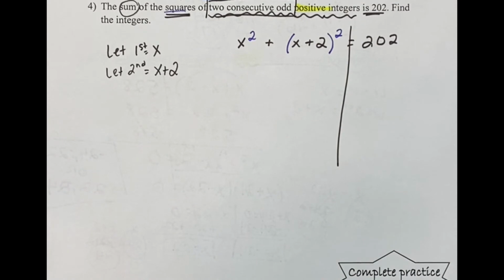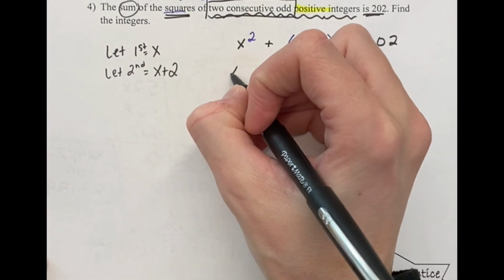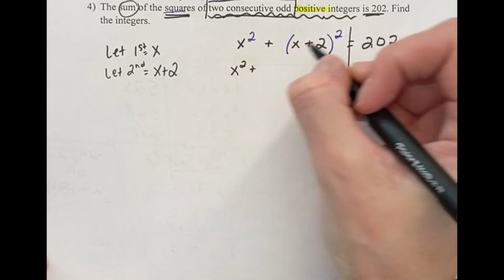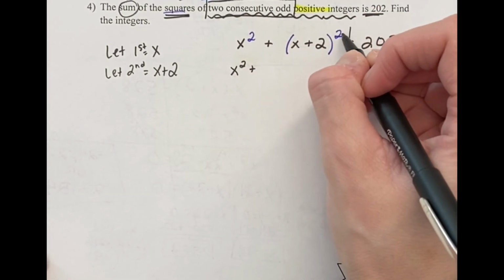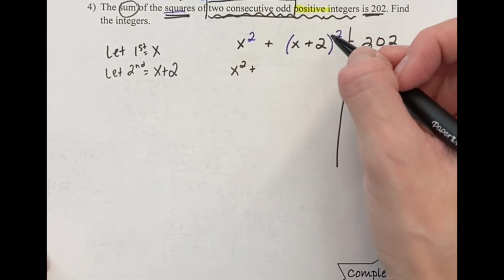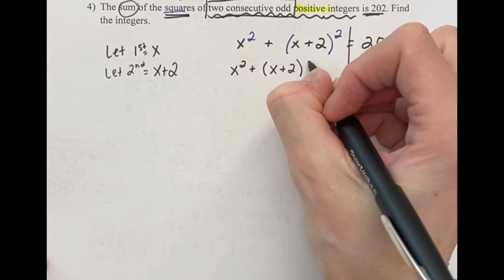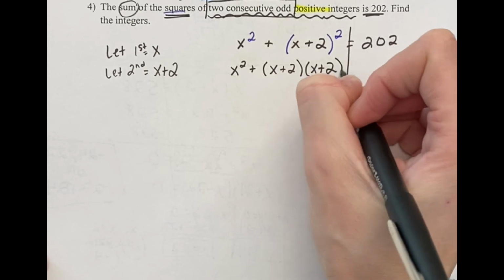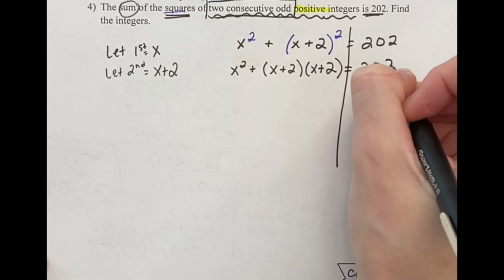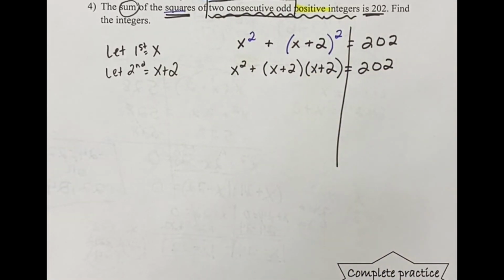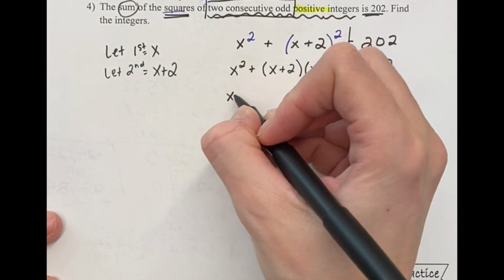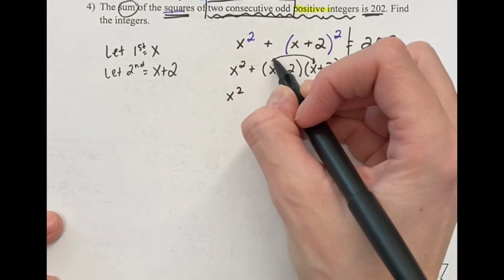So now we need to solve, but there's something special here when we're solving. So x squared just stays as x squared plus x plus 2 squared. Well, squaring tells me I'm multiplying something by itself. So that means I'm really doing x plus 2 times x plus 2 equals 202.